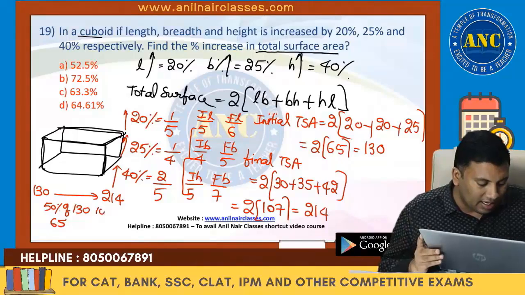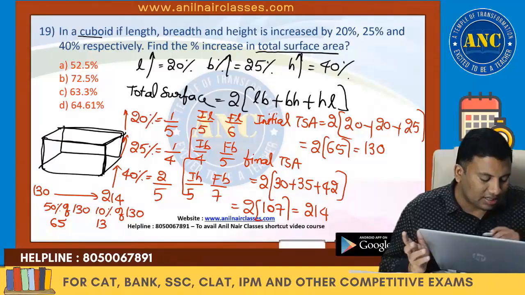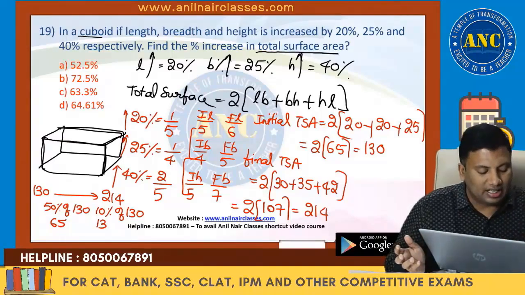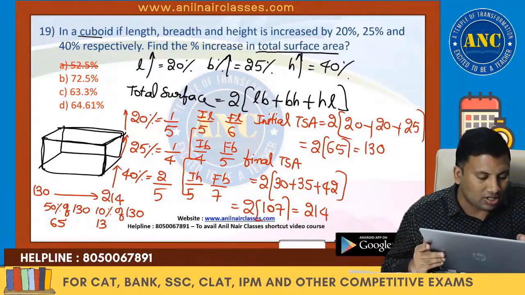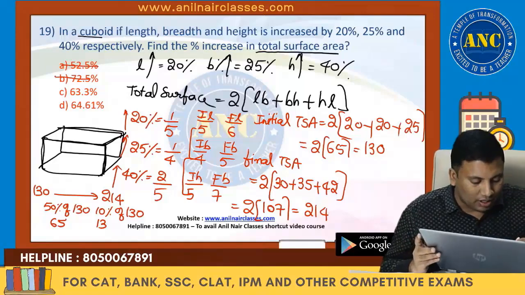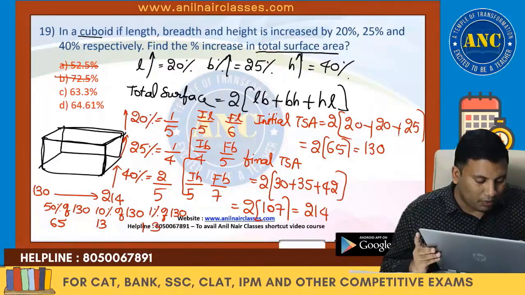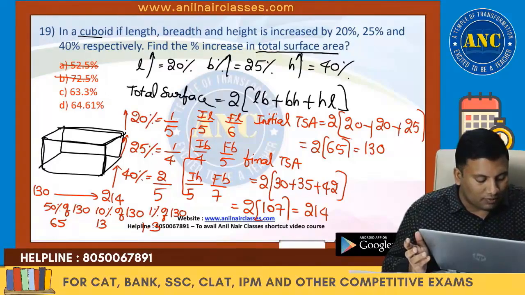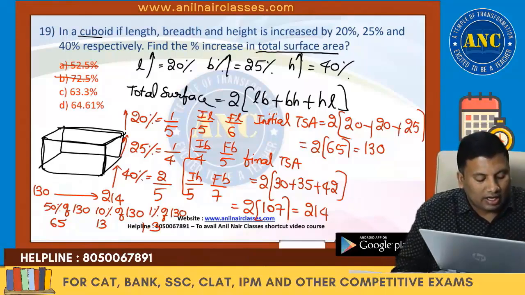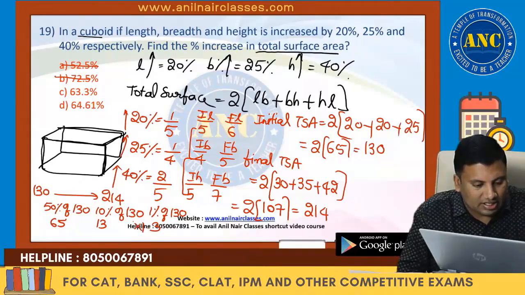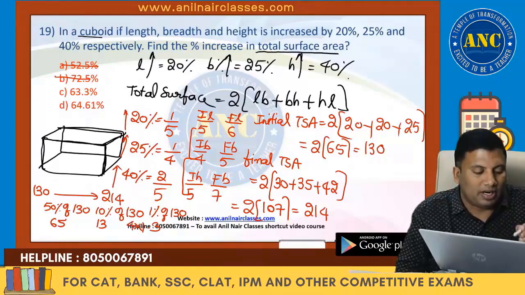Suppose again extra something is remaining. 10% of 130 is 13. 65 plus 13, 78. 78 plus 130, 208. It is coming closer. Next one, 1% of 130 is 1.3. 65 plus 13 is 78, 208. It should be 6. It is 6, which means it is 4 point something.